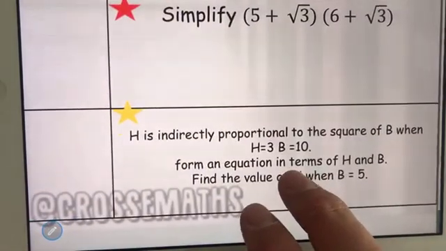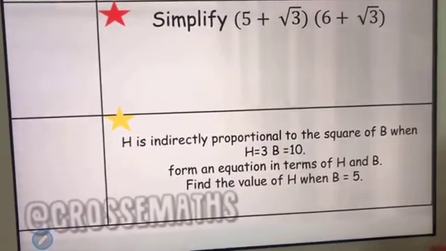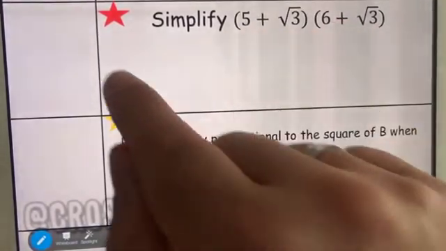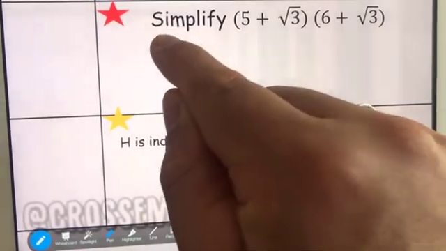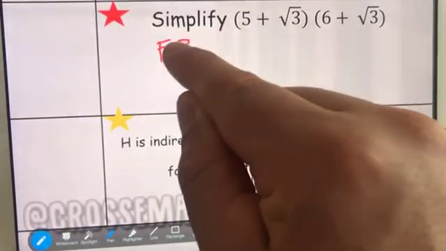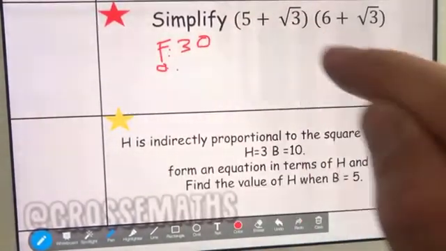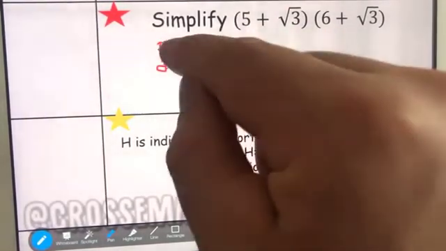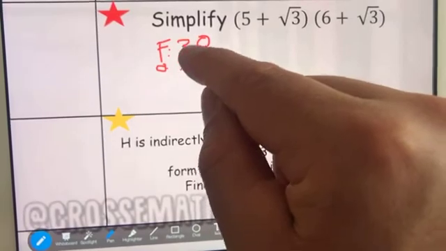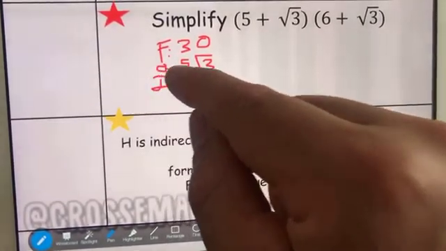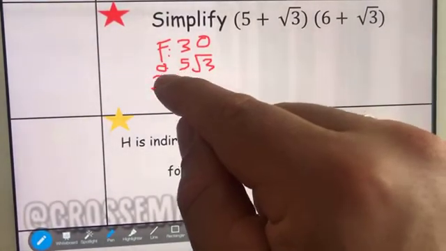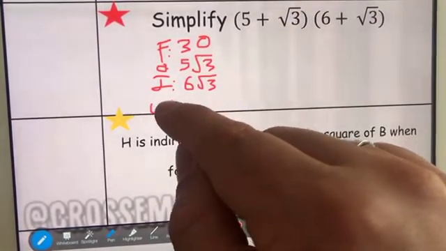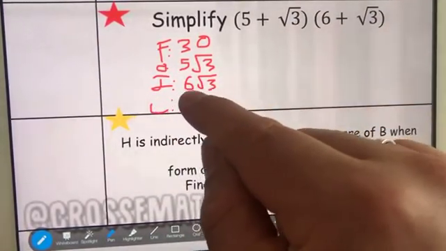2 points. Bit of surds now, expanding brackets with surds. Times the first two, it's a bit of FOIL, times the first two together, 5 times 6 is 30. Outside edges, 5 times root 3 is just 5 root 3. Inside edges, root 3 times 6 is 6 root 3. And then the last two, if you times a square root by a square root, it just cancels out to leave you a positive 3.